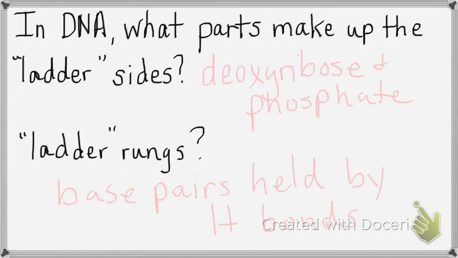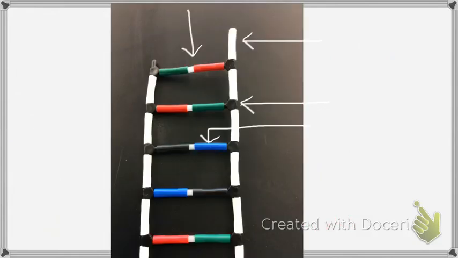Now, because this was the model that we built, this will be the model that will be on your test. And so, I took a picture of it. Okay, and so, let's start with this white thing right here. So let's just call this number 1. What is number 1? It is the 5' end. And what's the white tube? The sugar. No, it's the phosphate.